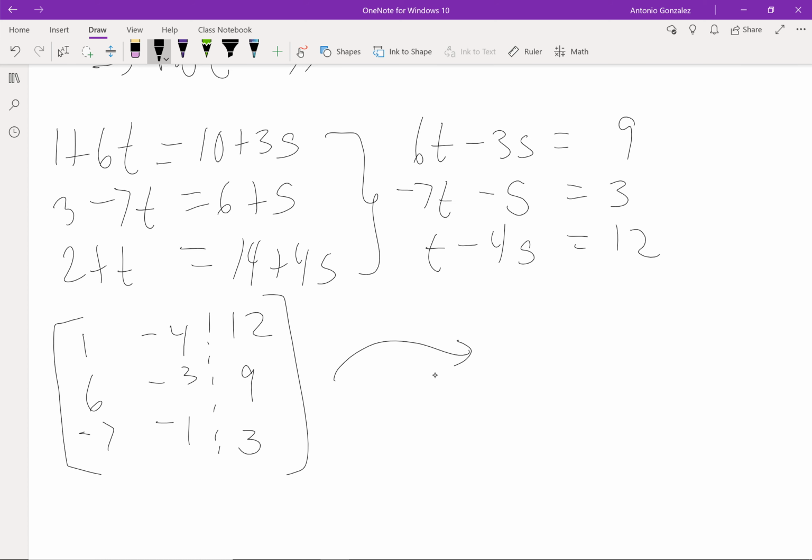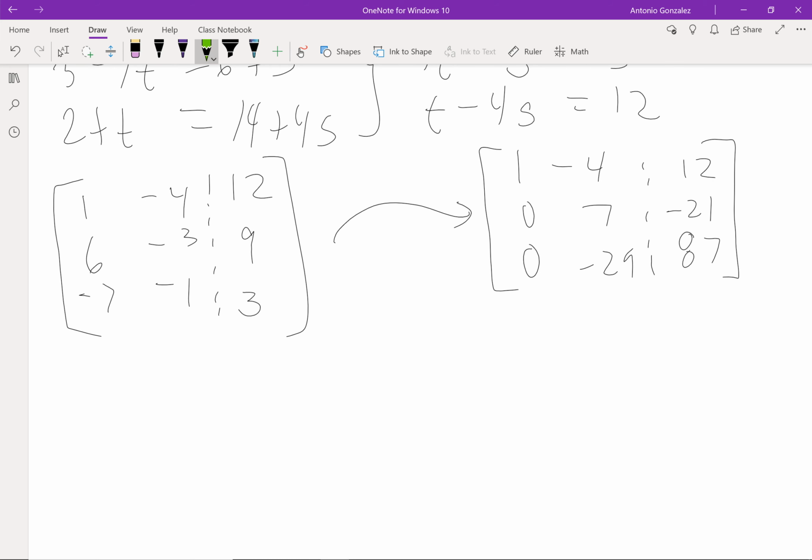Okay, so we reduce row echelon form, and here we get 1, -4, 12, 0, 0, 7, -29, and -21, and then 87. I notice here again, similar to what we had last time, we had -29s. We have two different equations for s, but something different happens here.